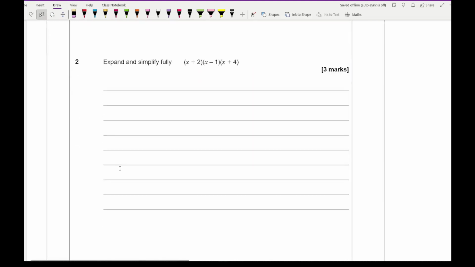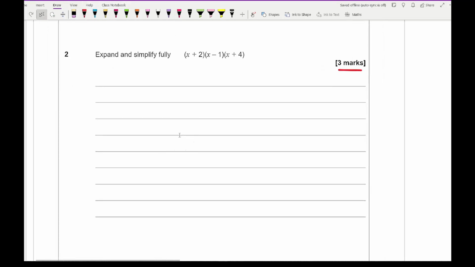Moving on to question 2, it says here we've got actual 3 brackets. And again, note that it's also worth 3 marks. So again, just pick 2 brackets that you want to expand first. Again, it's entirely up to you which 2 brackets you multiply out first.